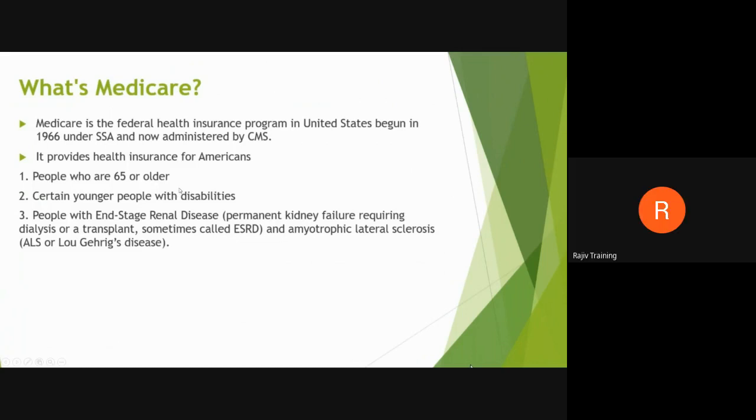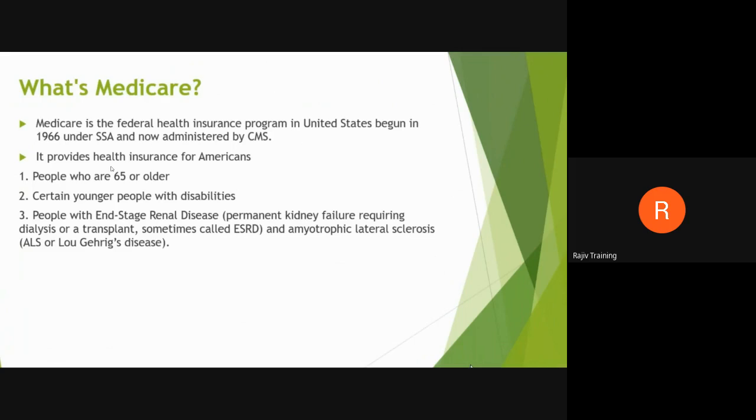Next, let's try to understand what Medicare is. Medicare is a federal health insurance program in the United States, which began in 1966 under SSA, and is now mostly administered by the CMS. Basically, this provides health insurance for Americans who are 65 or older, certain younger people with disabilities, and people with end stage renal disease.